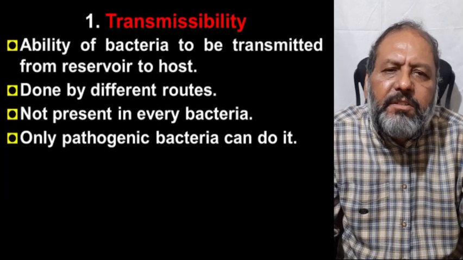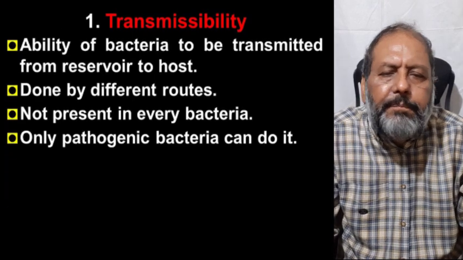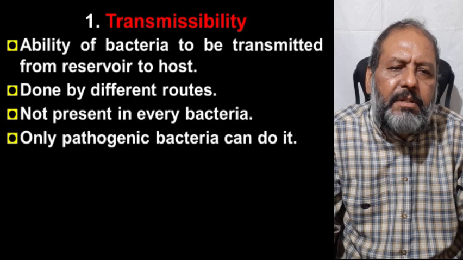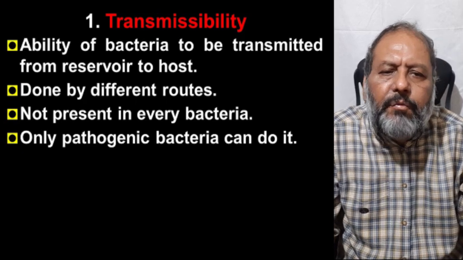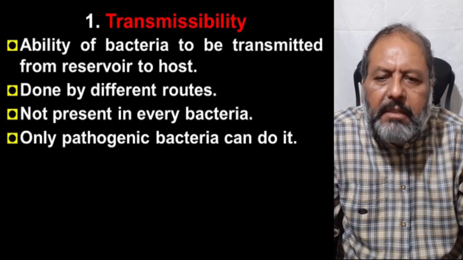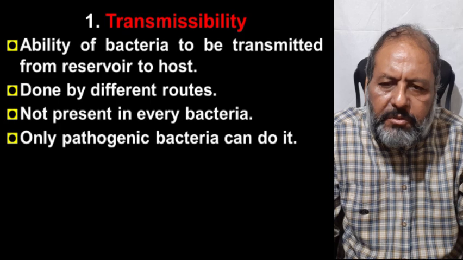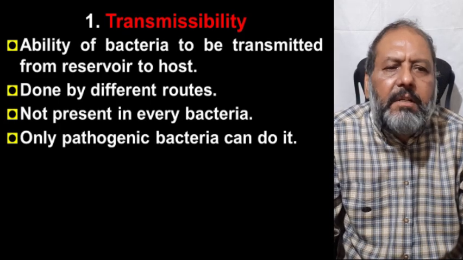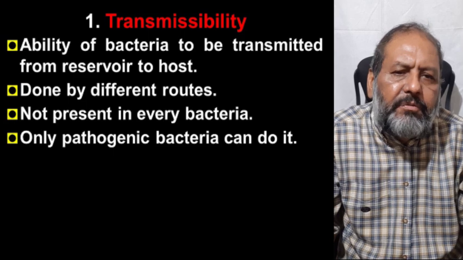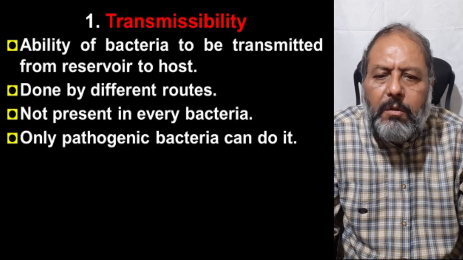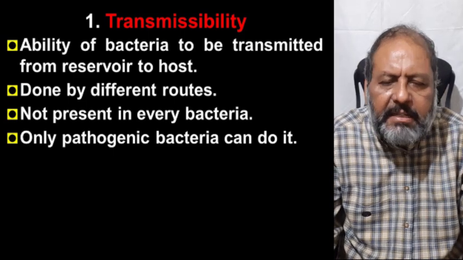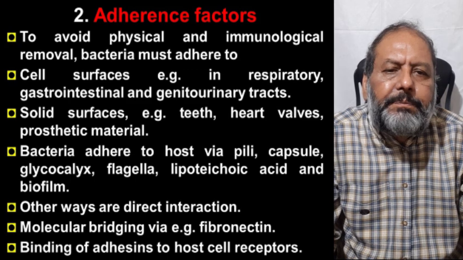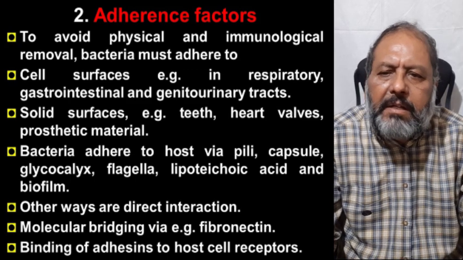Now, the first is transmissibility. It is the ability of the bacteria to be transmitted from reservoir to the host, done by different routes. It is not present in every bacteria that has the capability of transmissibility. Only pathogenic bacteria can do it. Number two is adherence factors.